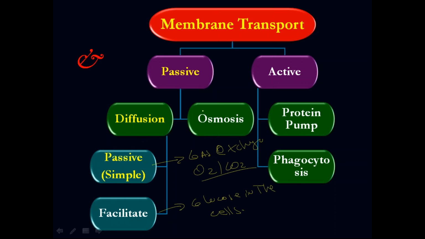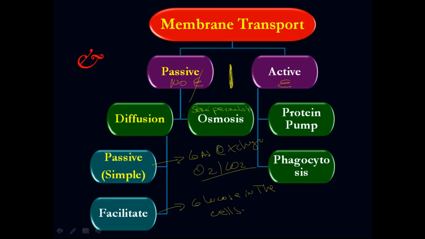Another one. Osmosis, where does osmosis happen? Osmosis needs a semi-permeable membrane, and this semi-permeable membrane is in every single cell of your body. So in every single cell of your body, osmosis is going to happen. Okay, so that is the passive, no energy.